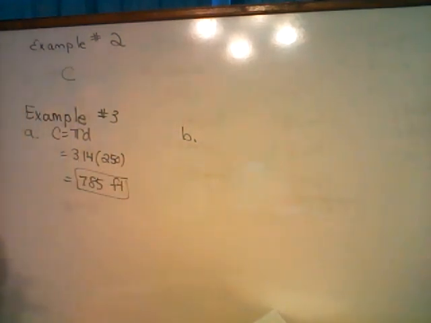Part B, you have a Ferris wheel that has a diameter of 56 feet, but instead of just going around one time, it's going to go 15 times around.